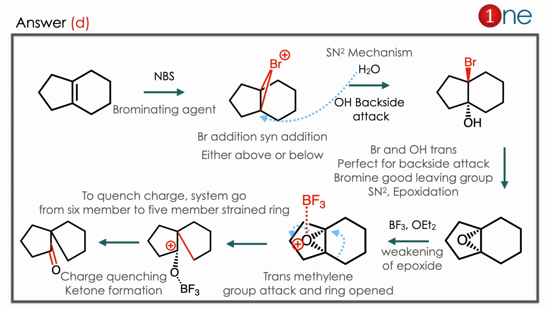Here you have to learn two things. One is NBS, which is the brominating agent. The second thing is the ring opening is SN2 type. Always you have backside attack and inversion of configuration occurs there.